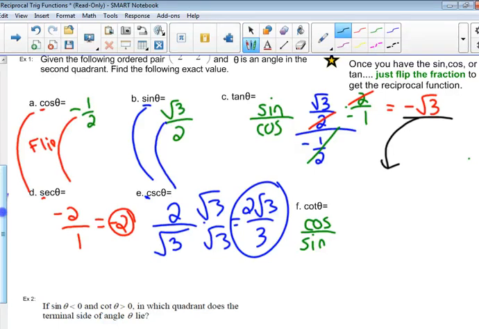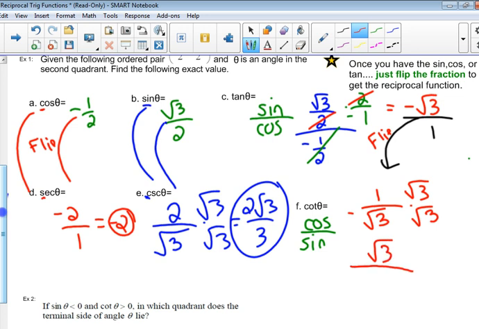What would this be over, though? It's not written. 1. Good, okay. So, if I'm going to flip this whole thing to get cotangent, what's going to be on the top now? 1 over. Good, okay. So, we got to rationalize again. Get rid of that radical 3. We get a 1 times radical 3 is radical 3. And on the bottom we have, well, radical 3 times radical 3 is just 3. Yep, and it's negative. Was that as bad as it looked?